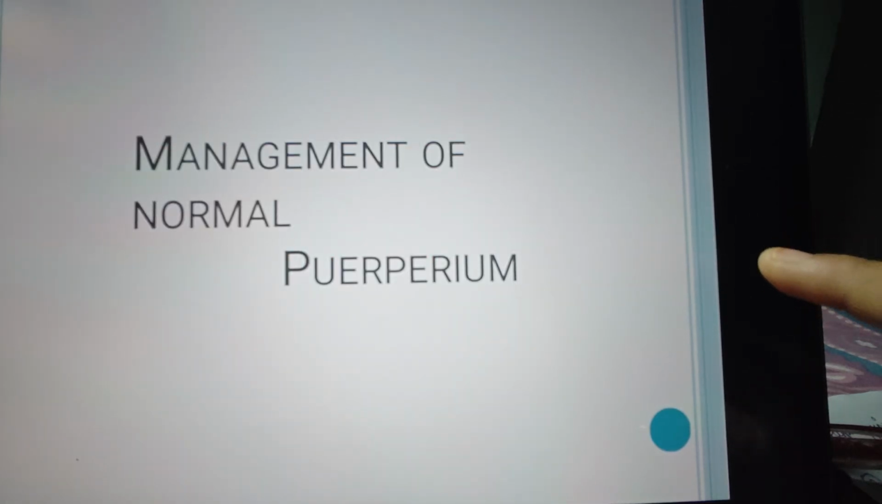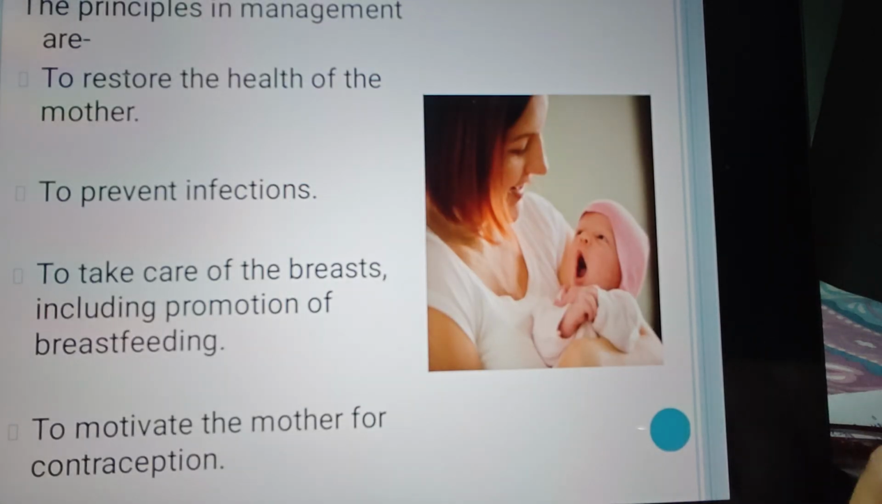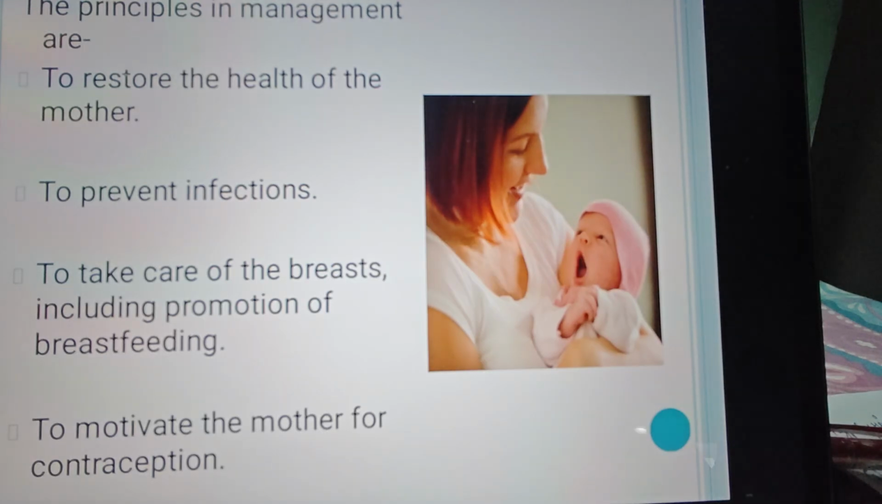Now coming to the management of normal puerperium. So the principle of management is to restore the health of the mother, to prevent the infections, to take care of the breast, including breastfeeding promotion, and to motivate the mother for contraception. So what we have to see, we have to restore the health of the mother, infection prevention, breastfeeding, and to guide for contraception.